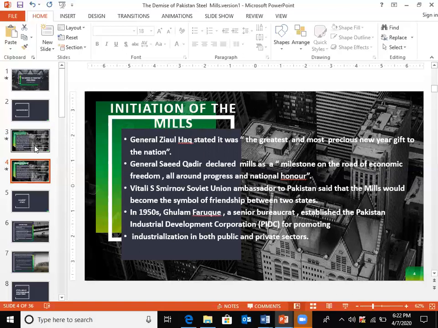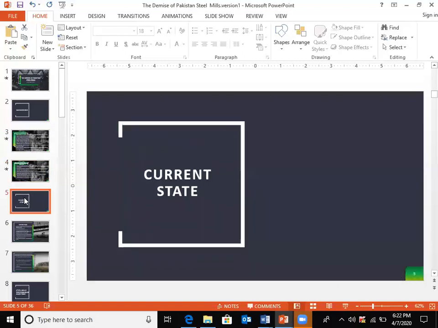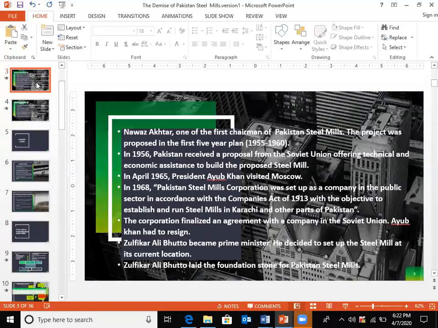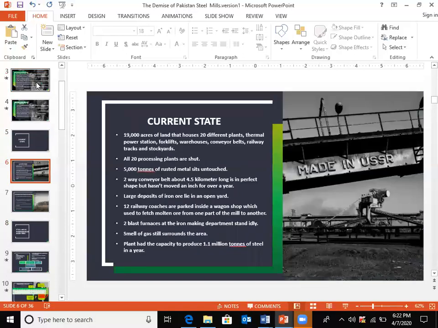That's where the story starts. Now I'm going to take you all the way to the future, and I'm going to tell you exactly what the current state is. And unfortunately, today, if you go and have a look at the steel mill, it's quite a sad state of affairs. It's still huge. There's 19,000 acres of land, and they have 20 different plants there, thermal power stations, warehouses, conveyor belts, railway tracks. I mean, there's all kinds of machinery over there. And the most unfortunate thing about it is that everything is shut down.